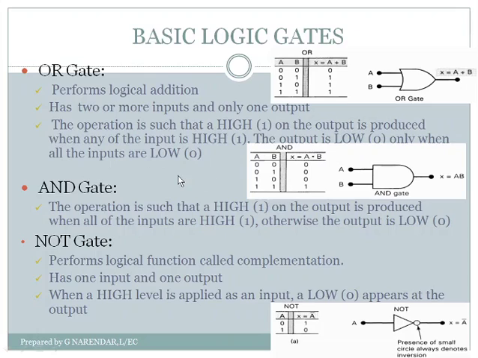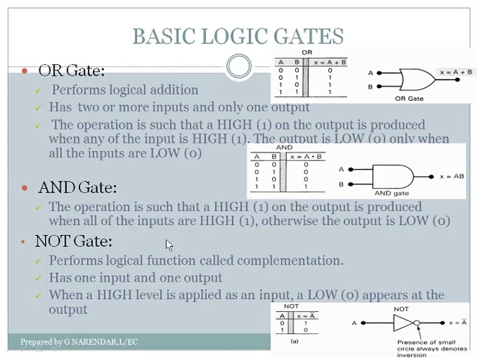It performs logical multiplication, and this is how the inputs and outputs are related, shown as a truth table, and this is how the inputs and outputs are related, shown by a Boolean equation, and this is the logic symbol given for the AND gate.